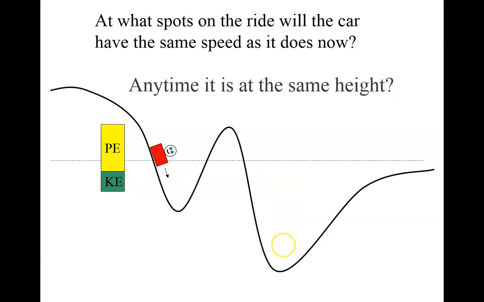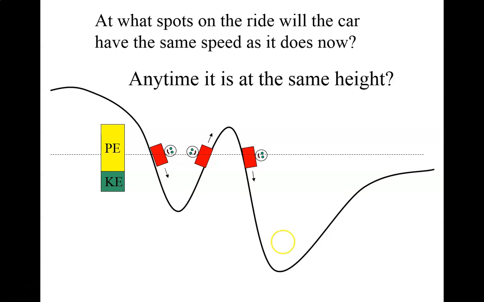So anytime it's at the same elevation, it'll be moving at the same speed, assuming that we're not losing any energy to friction. Now, when we lose energy to friction, we're not destroying it. We're just converting it to another form, and we'll talk more about that later.